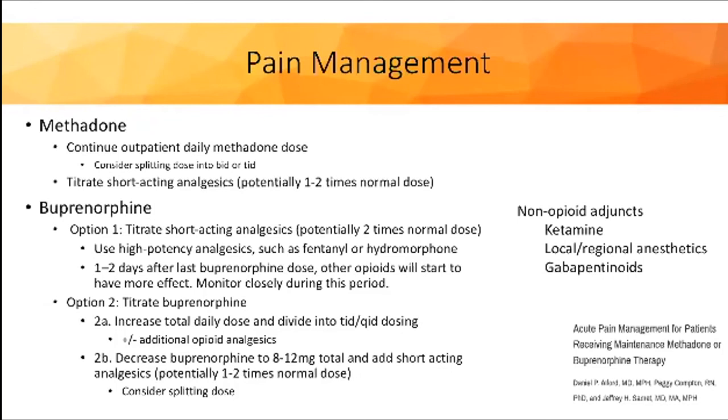The other option is to titrate buprenorphine. Although if you're seeing an inpatient who has severe pain, you're not likely going to fully resolve their pain even titrated up to 32 milligrams a day. So you likely will have to add other opioid analgesics or consider some other adjuncts: ketamine, local regional anesthetics, or gabapentinoids.